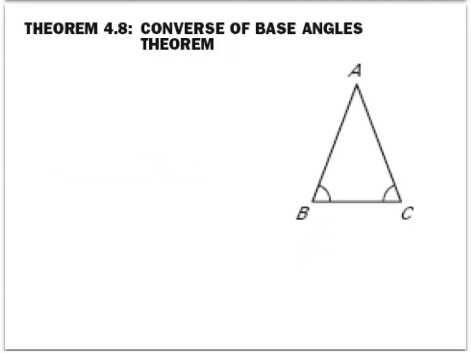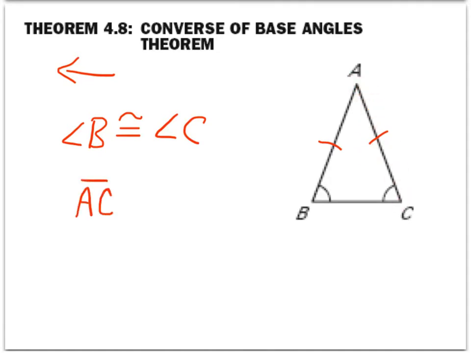The converse of the base angles theorem is just, well, the reverse of it. We're just going the other direction. So before we needed two sides to be congruent, which would tell us the angles are congruent. In this one, if we have that angle B is congruent to angle C, then we can say the opposite sides are congruent. So opposite side to angle B, of course, is side AC. Side AC is congruent to, opposite of angle C, side AB.